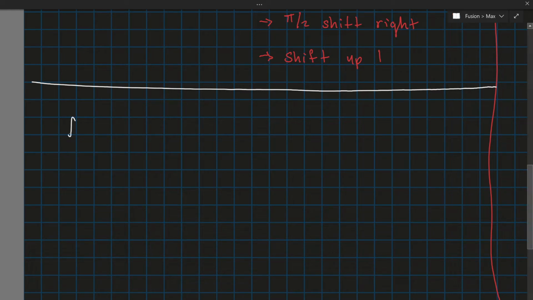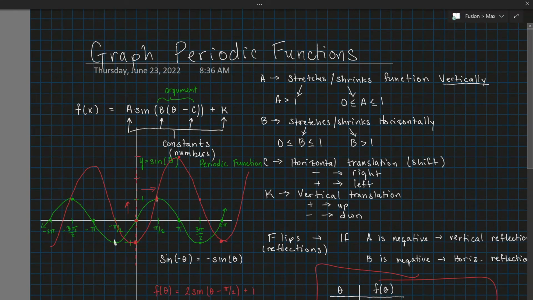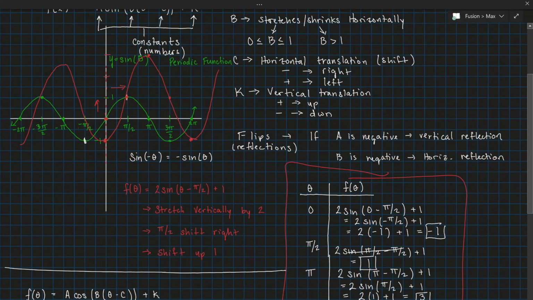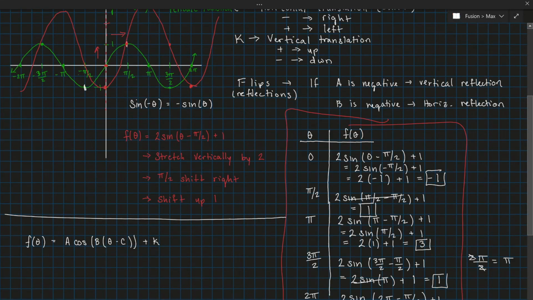The other one is cosine. Oh, and so the general function for cosine is A cosine B theta minus C plus K. So it's almost the exact same thing. The only difference is that it's cosine instead of sine, right? Mm-hmm.